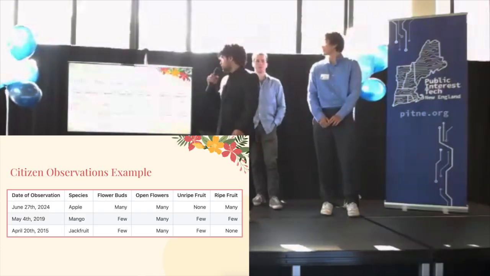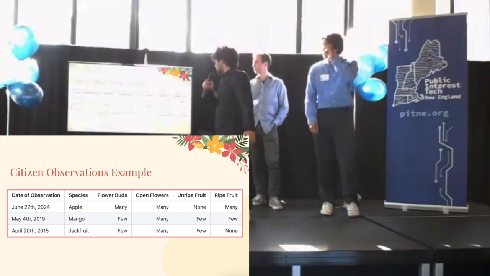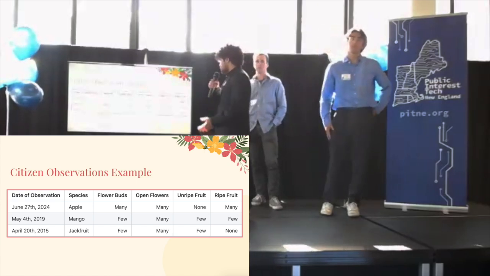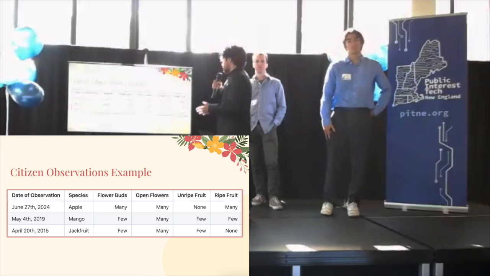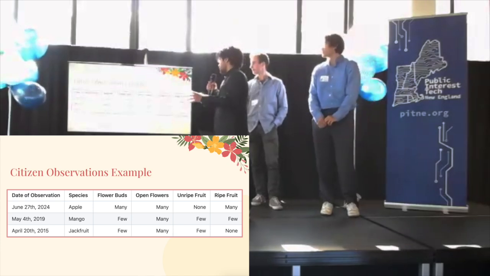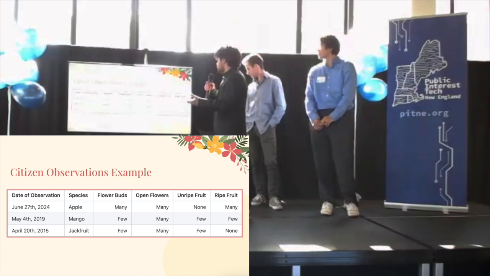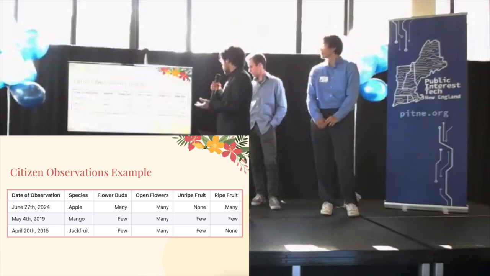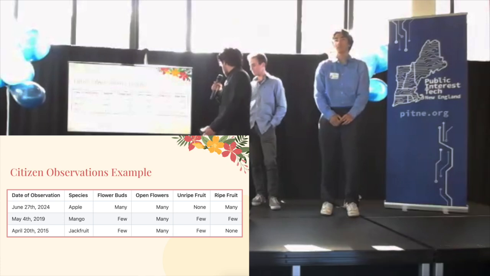An example of the data that we're working with is shown here. We're dealing with the data of observation, the species, and the various attributes that species shows on that particular date. As we can see, there are a few flower buds, many different flowers, few unripe fruits, and a few red fruits.